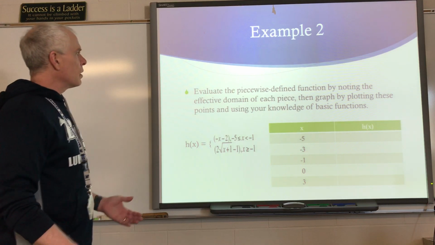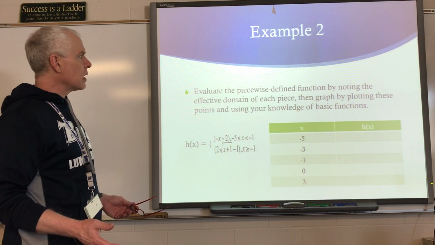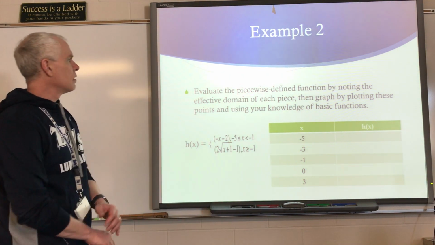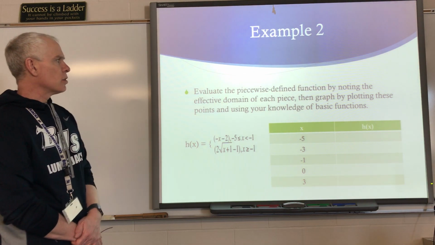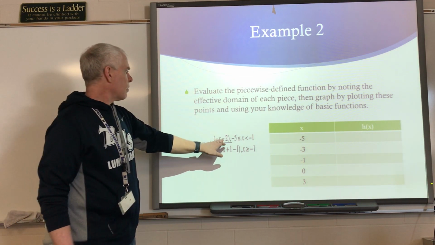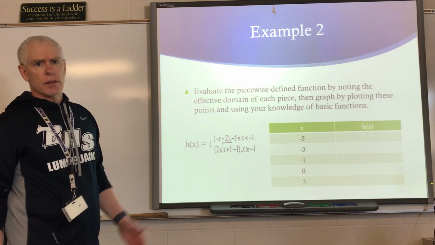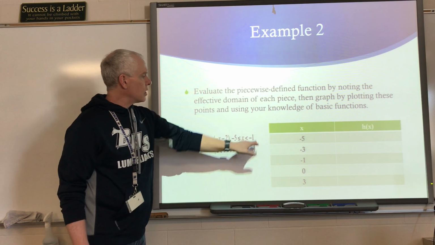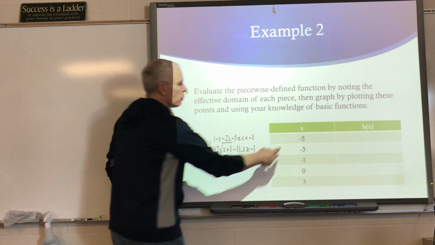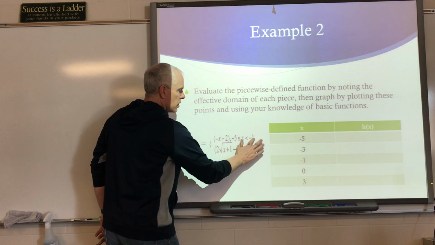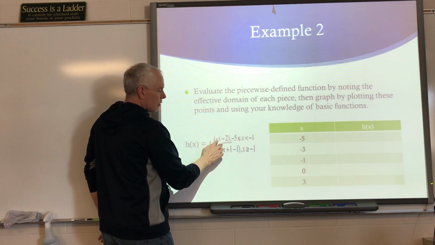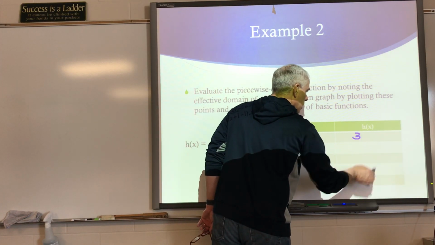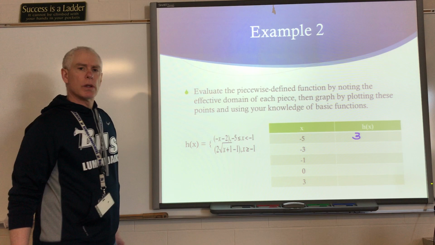So for example 2, evaluate the piecewise defined function by noting the effective domain of each piece, between negative 5 and negative 1 and greater than or equal to negative 1 there. Then graph by plotting these points and using your knowledge of basic functions. So negative x minus 2, that's a line, you guys. That has a slope of negative 1, goes through the y-axis at negative 2. But over this interval, we're going to test it. So when we put a negative 5 in, which is in this interval, the opposite of negative 5 is 5, minus 2 is 3. Okay? That's going to be what that one evaluates to.